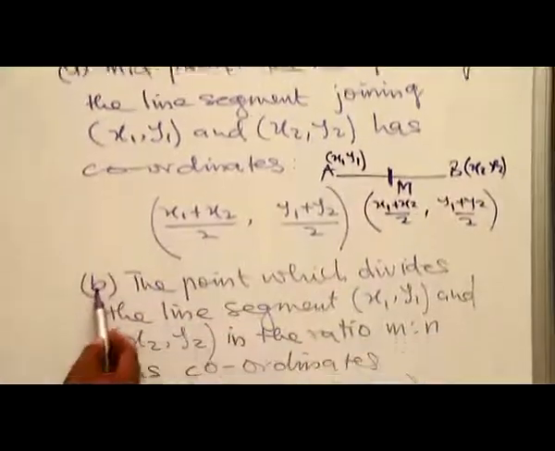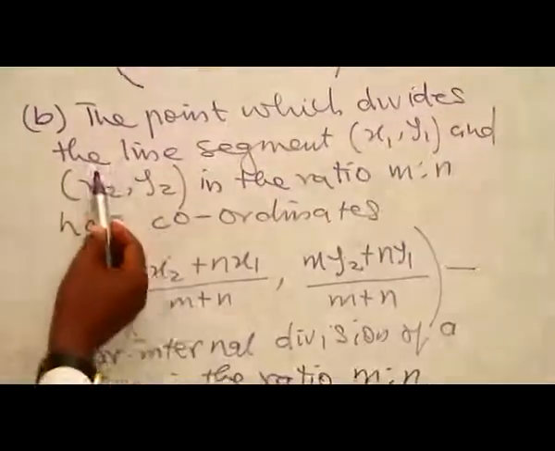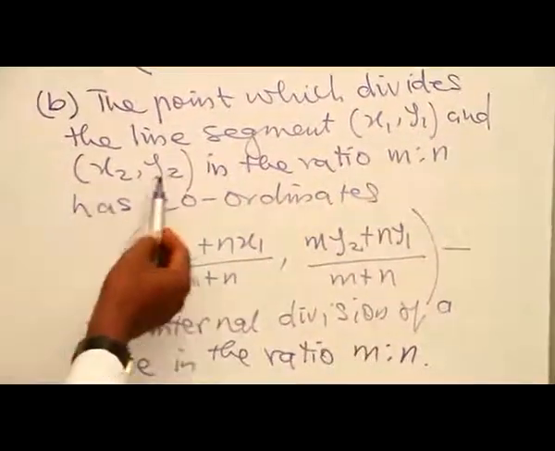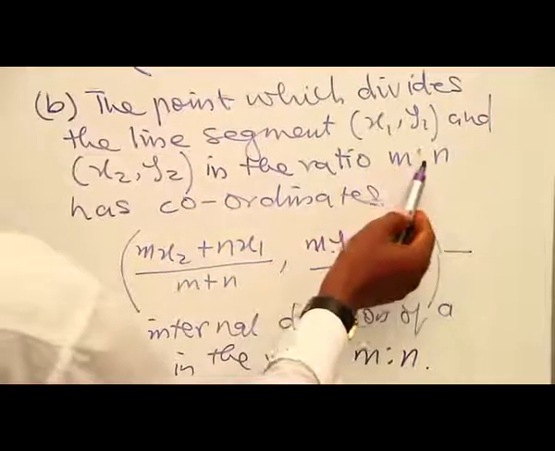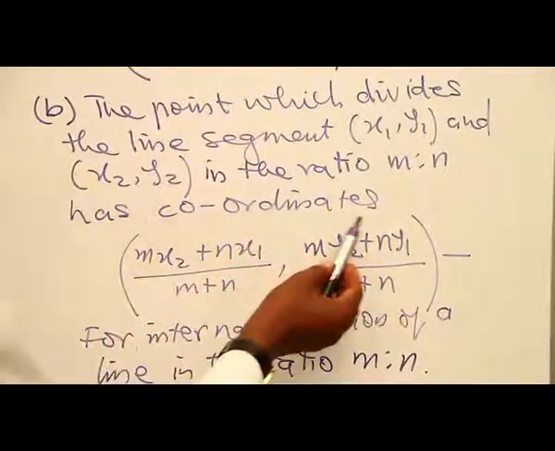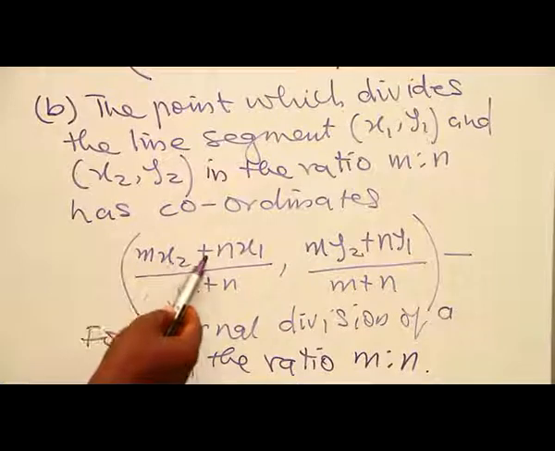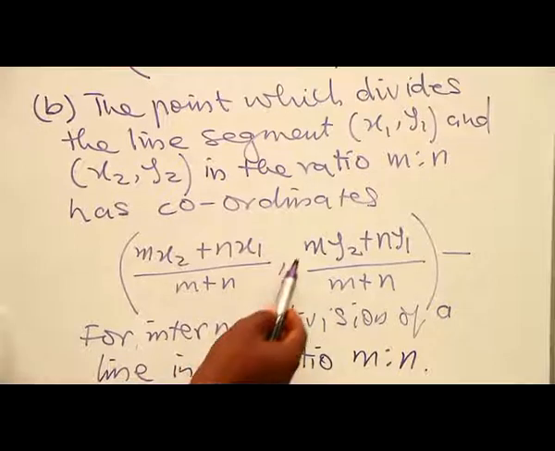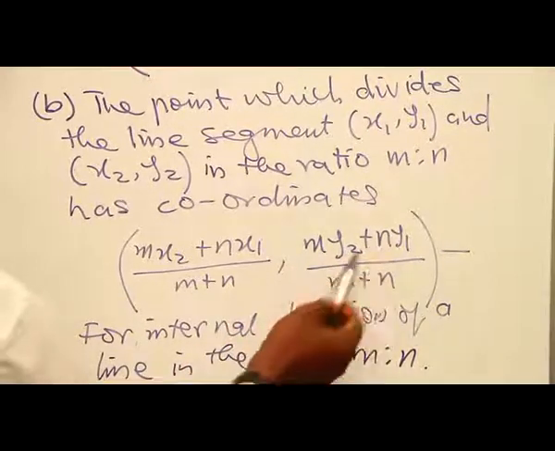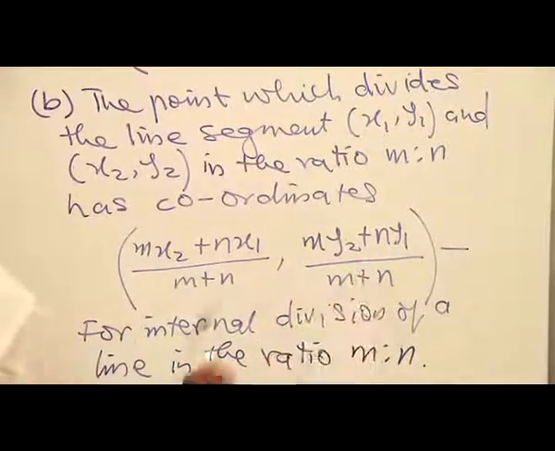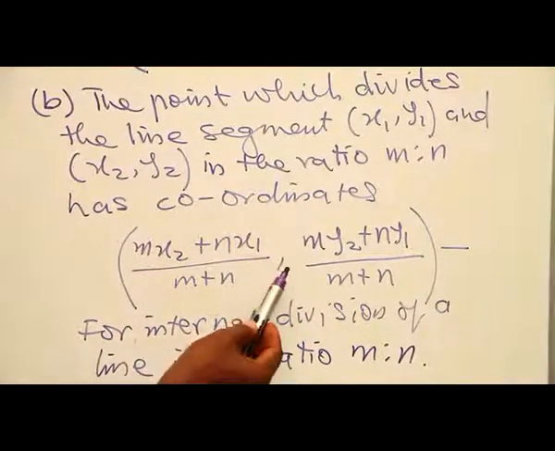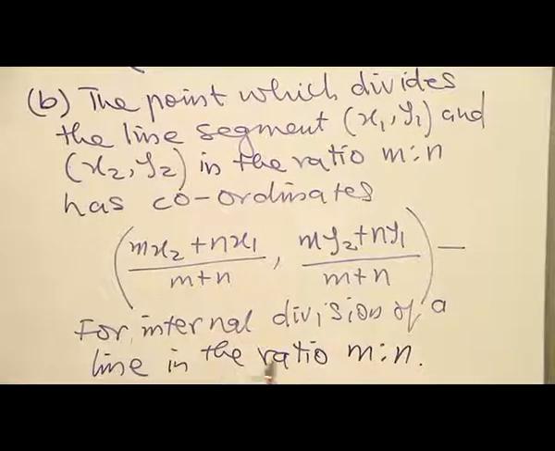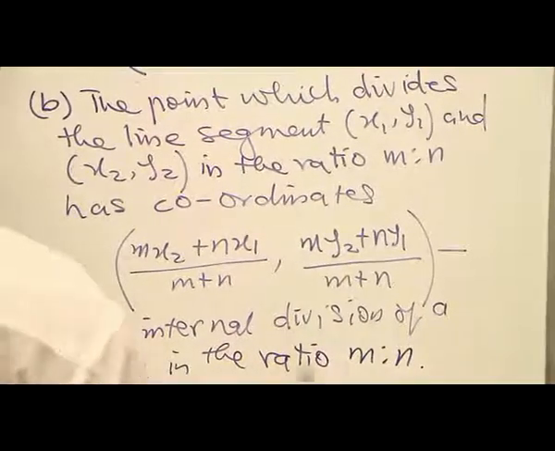The second one: the point which divides the line segment (x1, y1) and (x2, y2) in the ratio m to n has coordinates (m x2 plus n x1) all over m plus n, comma, (m y2 plus n y1) all over m plus n. This is specifically used for internal division of a line in the ratio m to n.